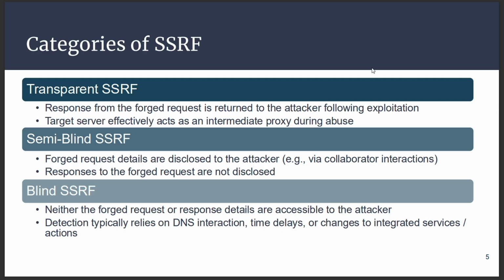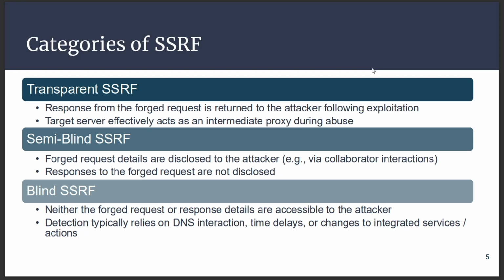Or I'm sorry, so that would be blind, right? So the DNS, yeah. The blind would be maybe all you see is DNS because you have the egress filters. Semi-blind, we say you don't see the response from server B, right? So you can see the request, but maybe not the response.